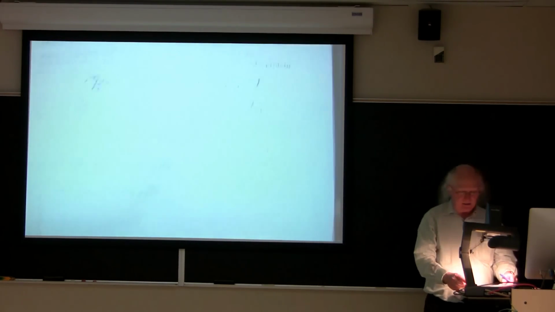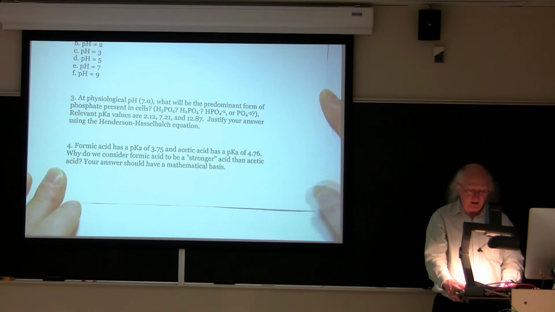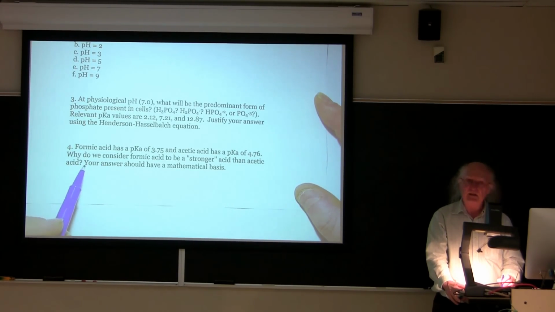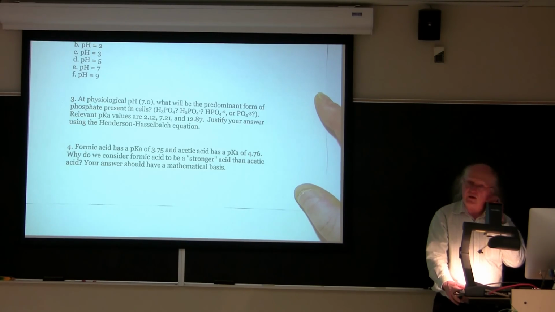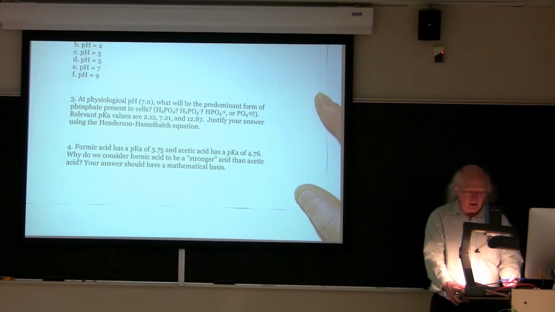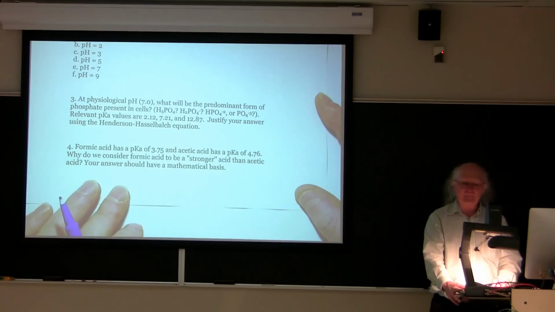The next problem says that formic acid has a pKa value of 3.75 and acetic acid has a pKa of 4.76. And then it asks, why do we consider formic acid to be a stronger acid than acetic acid? And it says your answer should have a mathematical basis. Now, I've talked to a lot of students about this problem, and they say, well, formic acid must be a stronger acid because it has a lower pKa value, and that's what I talked about in class. And the answer to that is that's consistent. However, it doesn't answer the question, meaning why is it that it's a stronger acid?